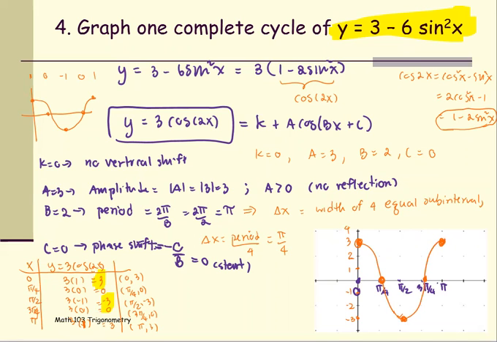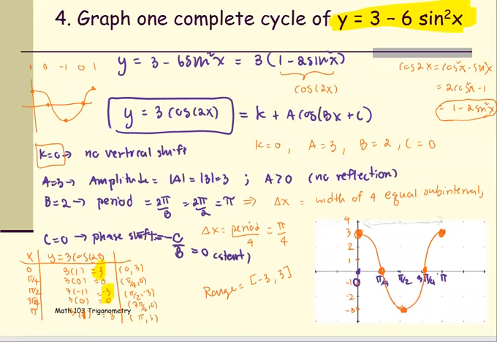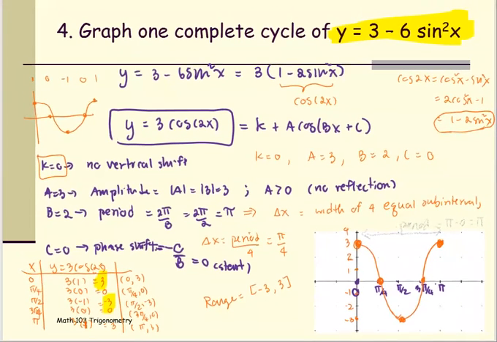As you see from the information, since k is 0, there is no vertical shift, so the range of the graph is just from the minimum to the maximum, or negative 3 to positive 3. And the period, which is the length from the right end minus the left end, would be pi minus 0, or just pi, the same as the way that we computed. And we get the graph of 3 minus 6 times sine squared x for one complete cycle.